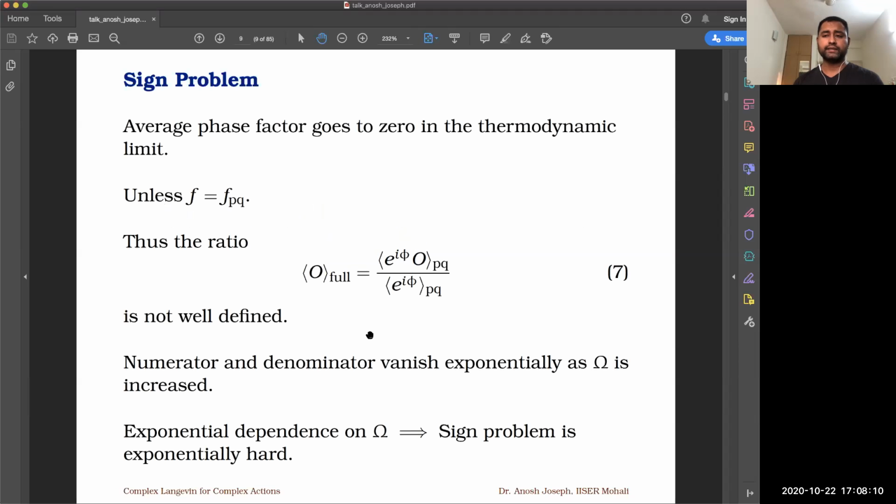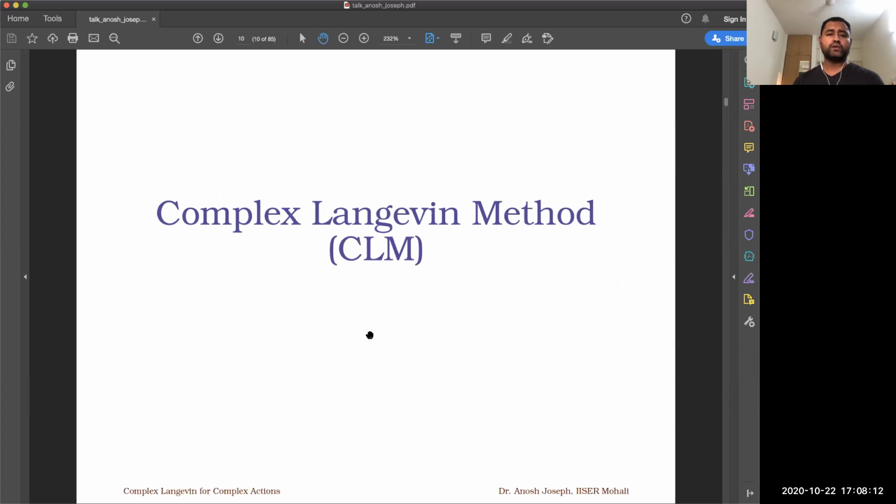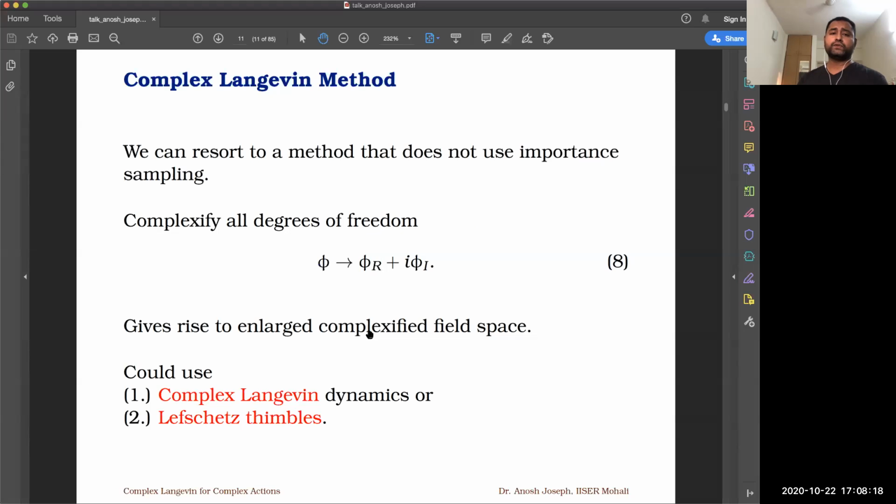Now, what do we do? Is there a way around this? One method is complex Langevin. Use complex Langevin dynamics. Now, what is the complex Langevin method? This is a method that does not use importance sampling. We start with complexifying all degrees of freedom. Take φ as a field. It's a real field initially, and we complexify this. So φ goes to φ real plus i φ imaginary.